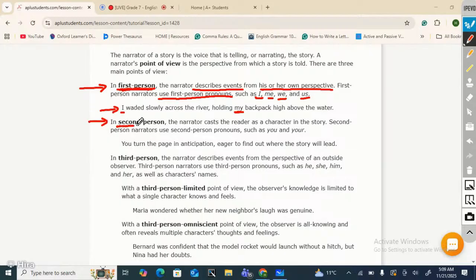In second person, the narrator casts the reader as a character in the story. In the second person point of view, the narrator casts the reader, or makes the reader, a character in the story. And second person narrators use second person pronouns such as you and your.